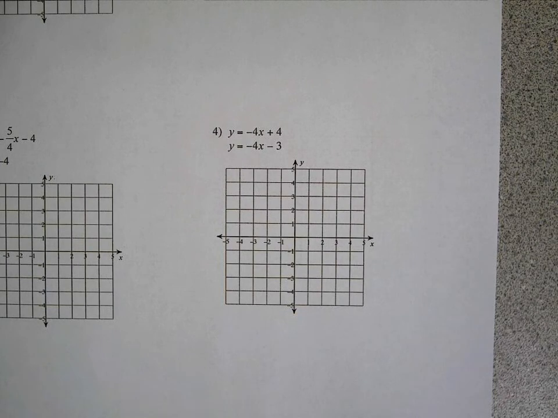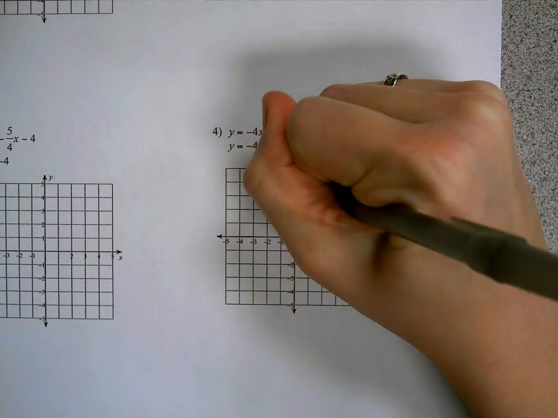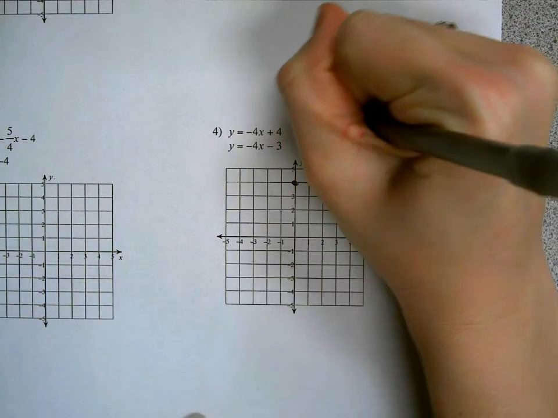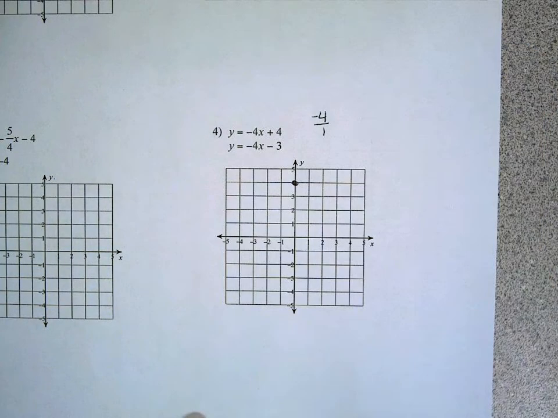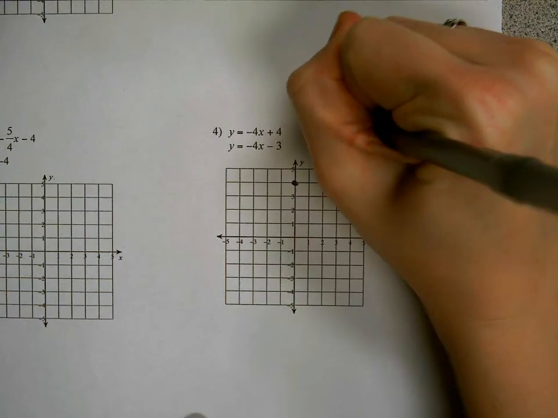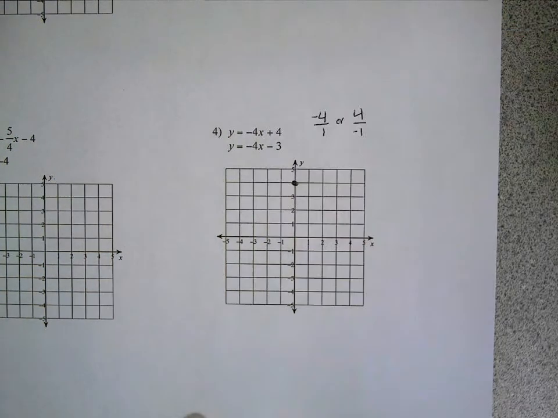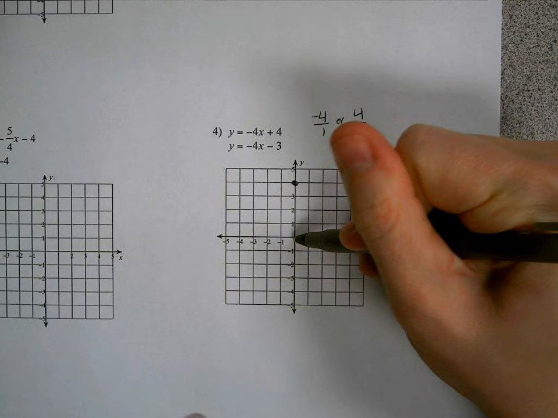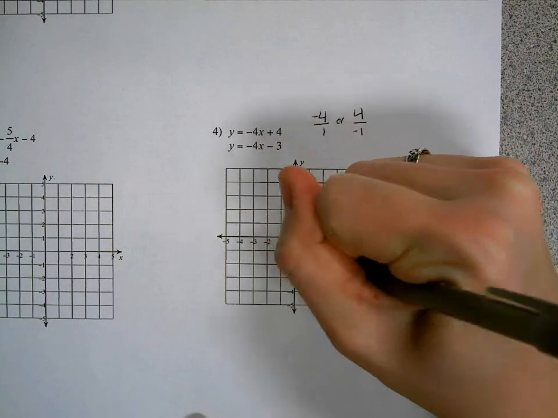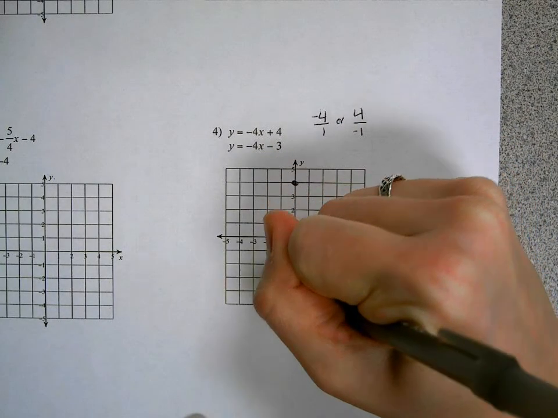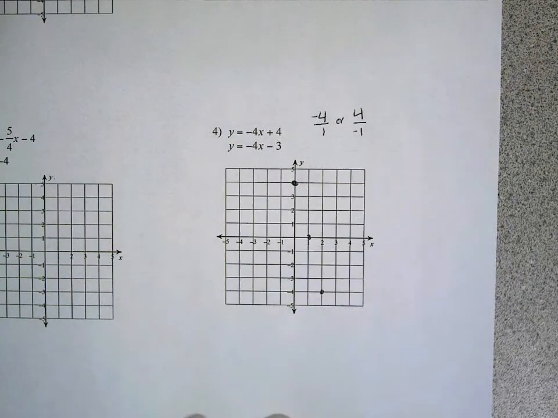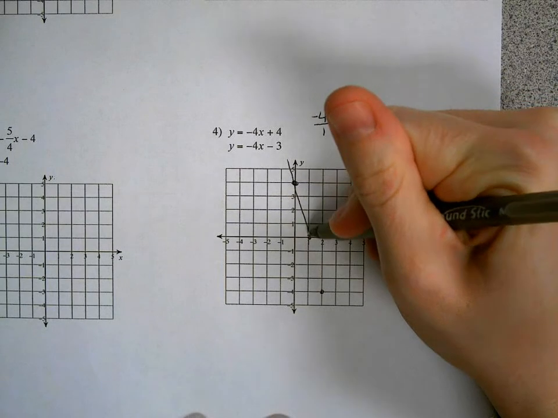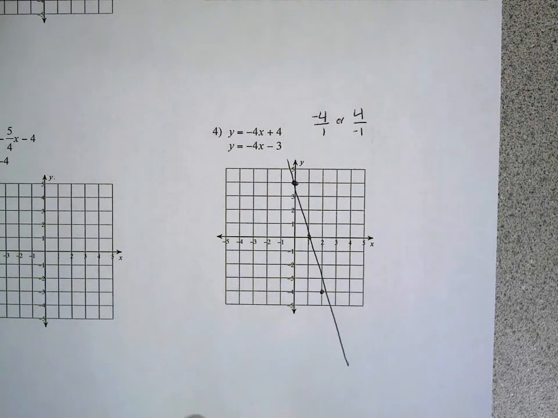Okay, the first one, the y-intercept is at 4, and the slope is -4 over +1, or 4 over -1. Remember, if we need to turn something into a fraction, we just put a 1 under it. So we can count down 1, 2, 3, 4, and to the right 1. And then let's do it again because there's still some more graph left. We want to cover the whole graph. Okay, and there's our line right there.